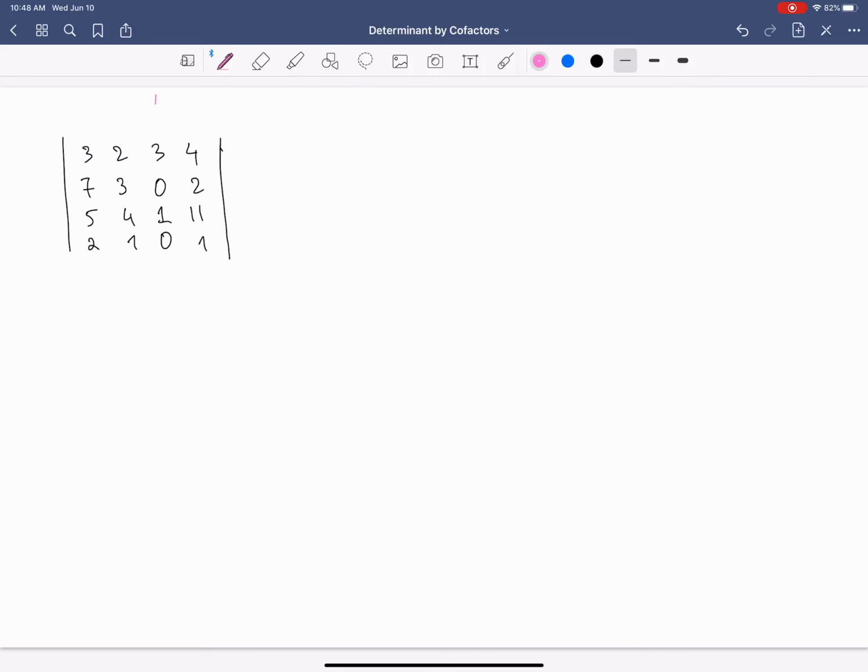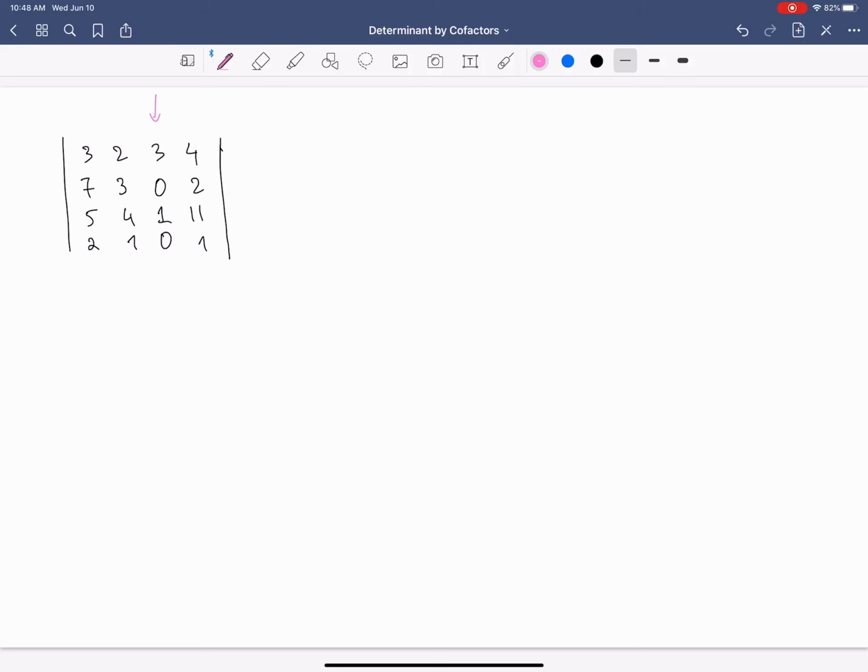I could do expansion along the third column. Why would I choose the third column? It's got 2 zeros. So I don't have to worry about the minors that come from those zeros. I just have to worry about the signs of the numbers 3 and 1 that are in the third column.